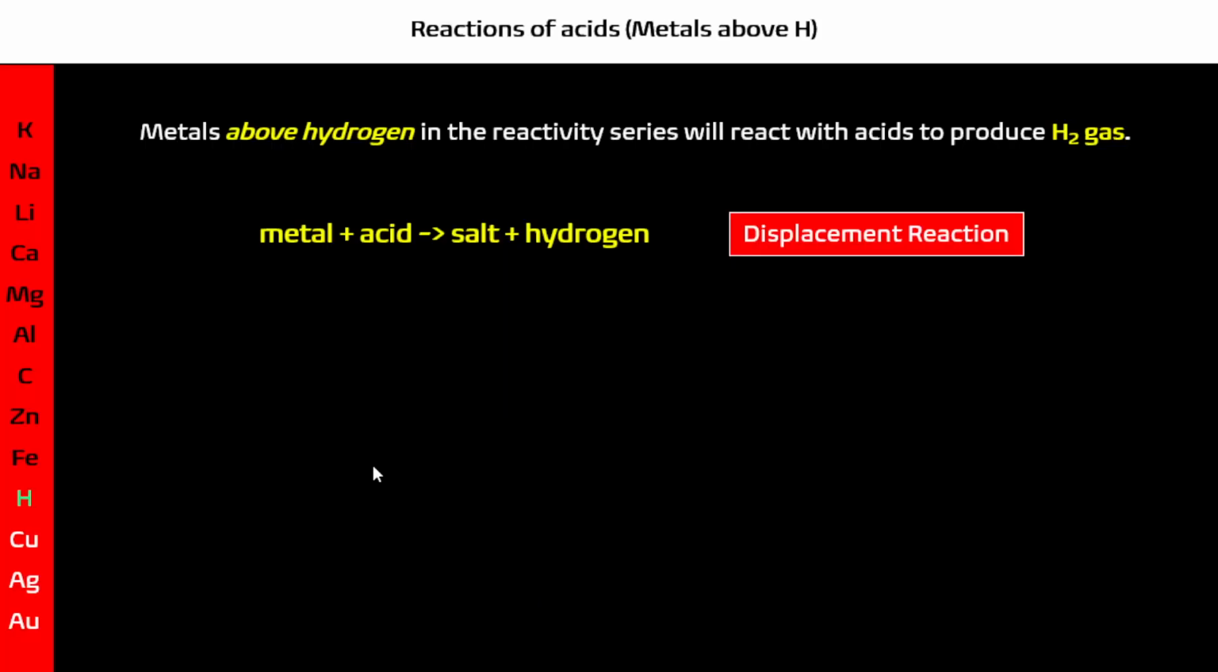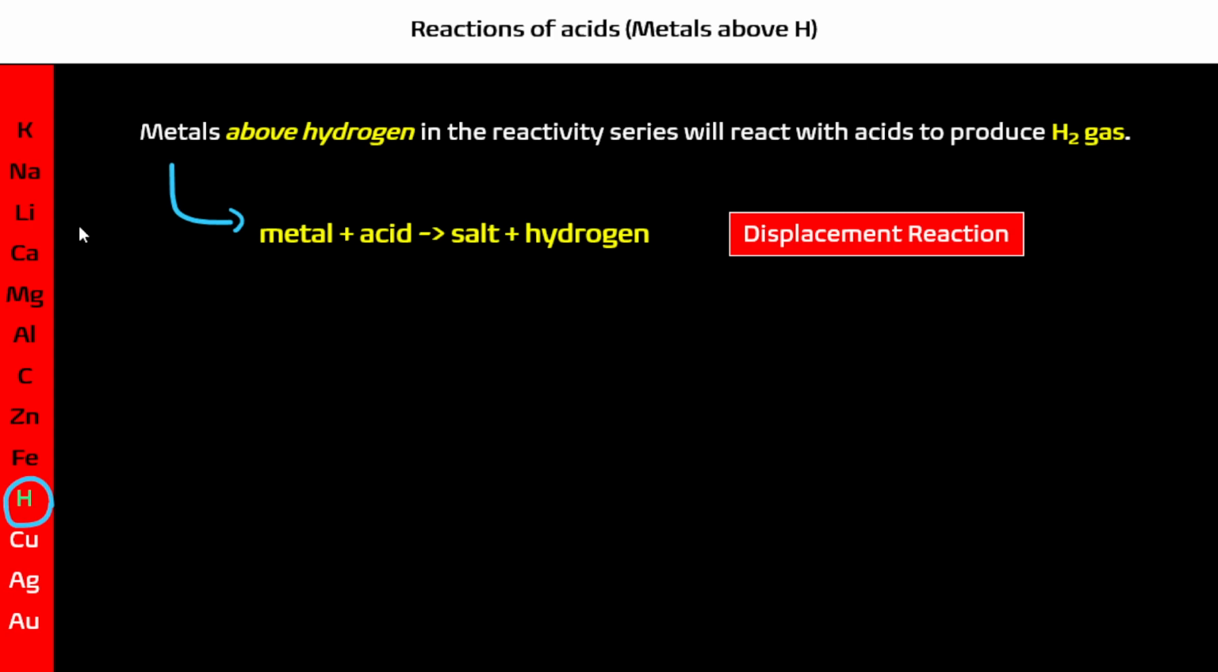Now, the reaction of acids. If metals are going to react with acids, we're going to take hydrogen as our point here, and the metals above hydrogen will follow this general formula where a metal will react with acid to produce a salt and hydrogen.